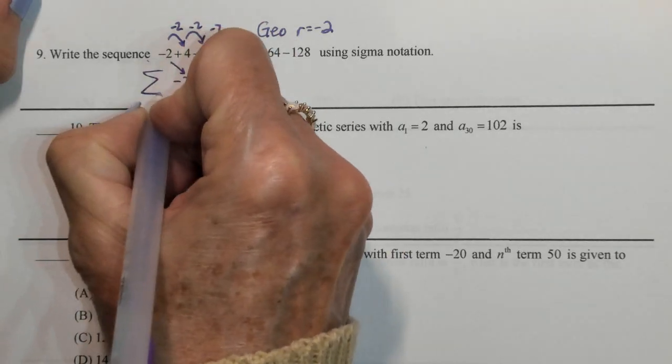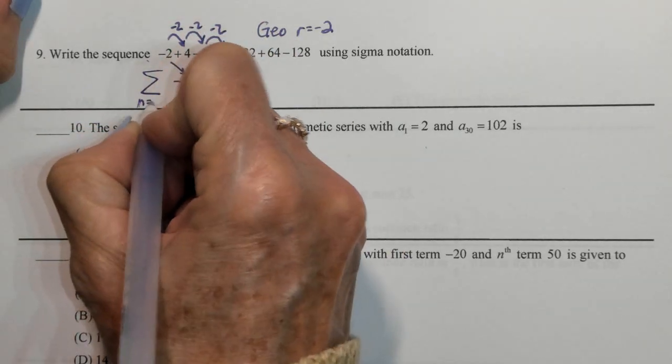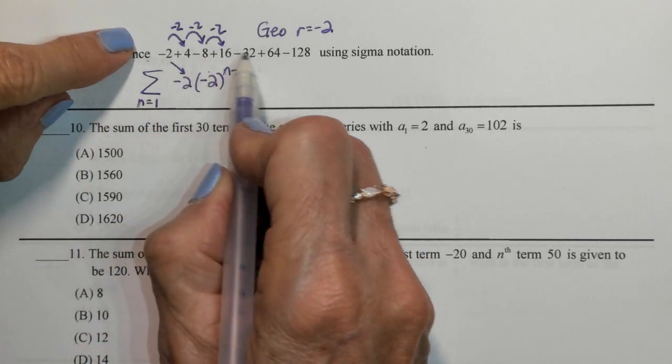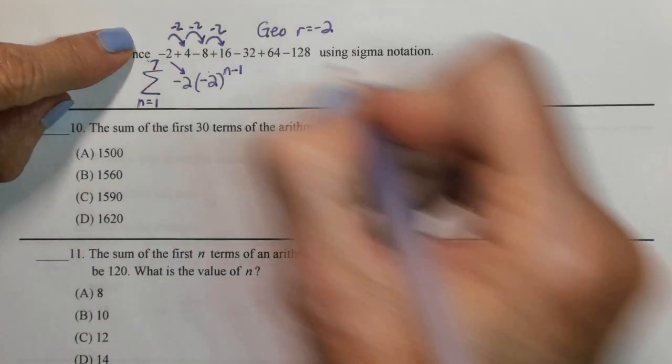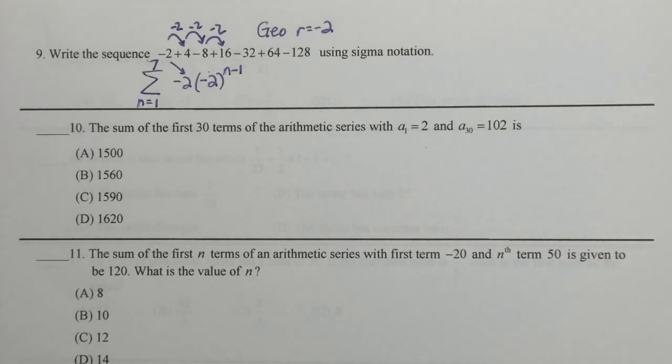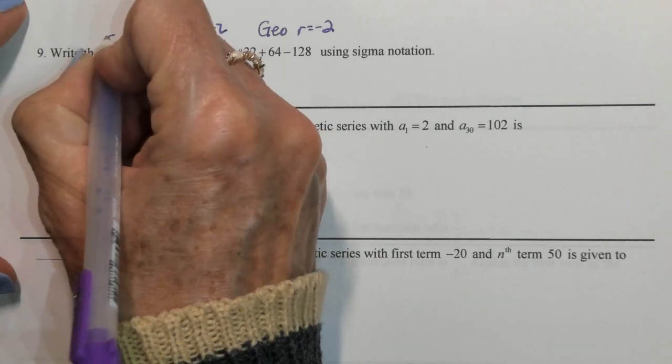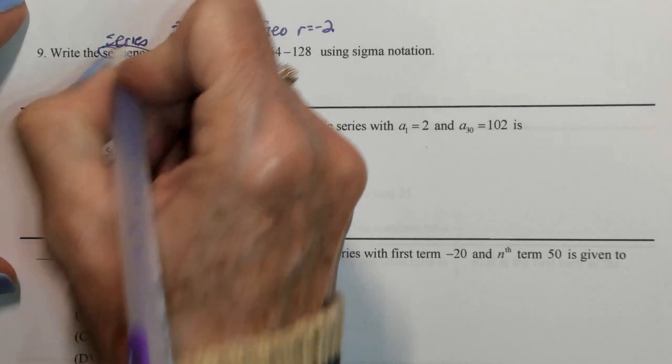And now we just put summation on it. We are starting n at 1. And how many terms did we have? 1, 2, 3, 4, 5, 6, 7. We had 7 terms. So that would be the sigma notation for that series. This is also a series.